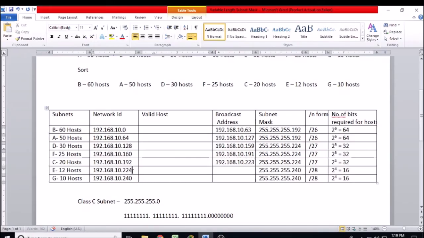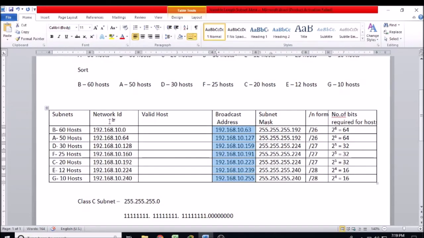And then for E, the next one is 240 minus 1, right? It will be 239. And for G, the broadcast address will be 240 plus 16, which is going to be 256. 256 minus 1, you have to make sense of that, we start from 0, right? So the broadcast address will be 255. Got it? So we have found the broadcast address for all the subnets.